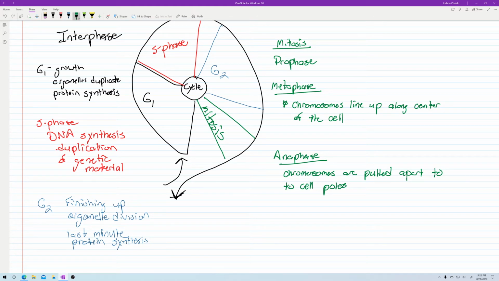So to each side of the pole. So let's say there's a north and a south. Half of the chromosomes go to the north, half the chromosomes to the south, or east-west. But they're pulled to the poles of the cell themselves. Okay. So then we have telophase.